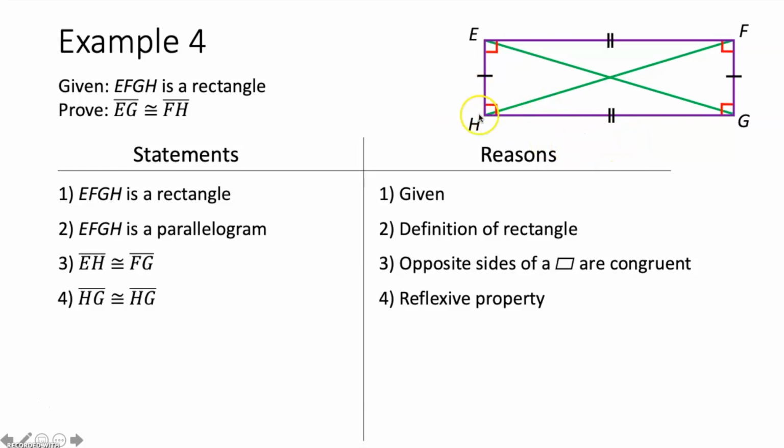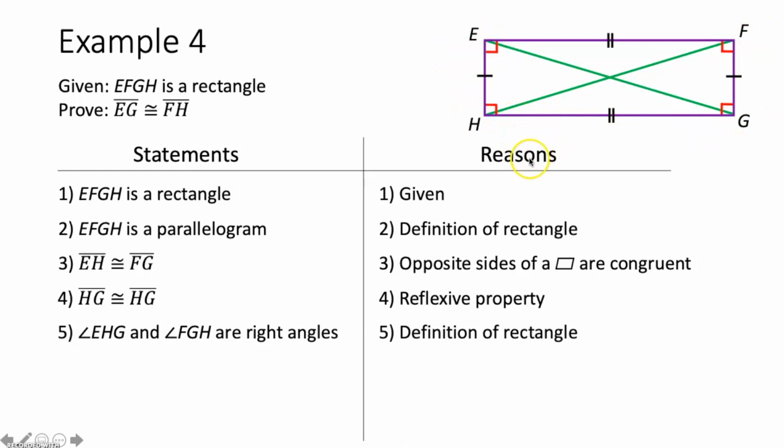We now need the included angle, the angle between those two congruent sides. So how do I show that these two angles are congruent? Well, they're both right. So I first say that these two angles are right angles. Angle EHG and angle FGH are right angles because that's just the definition of a rectangle. A rectangle has four right angles.